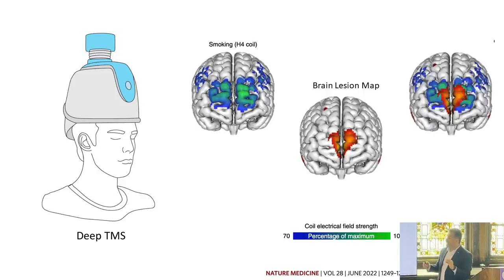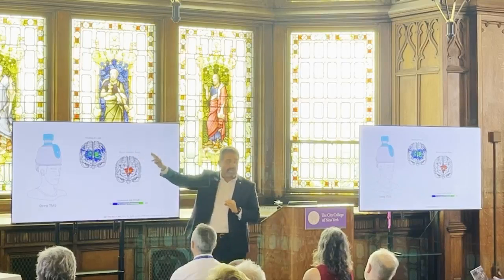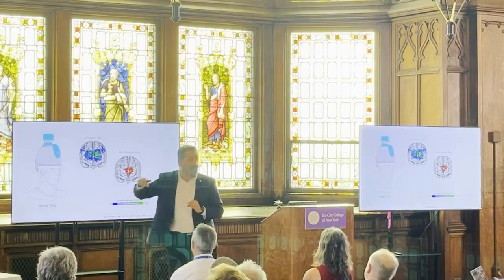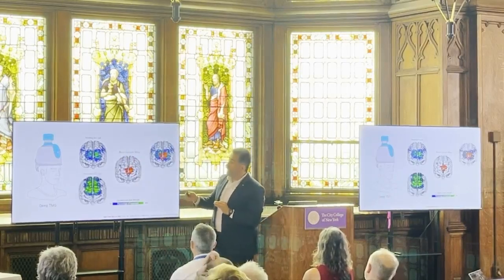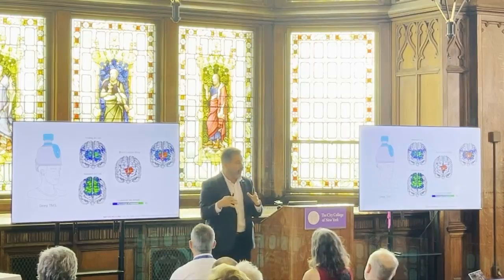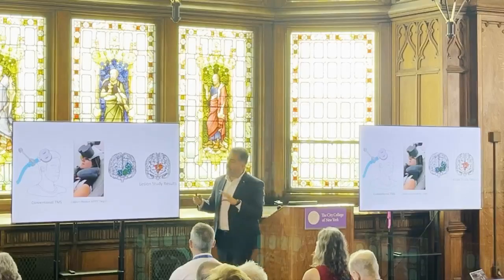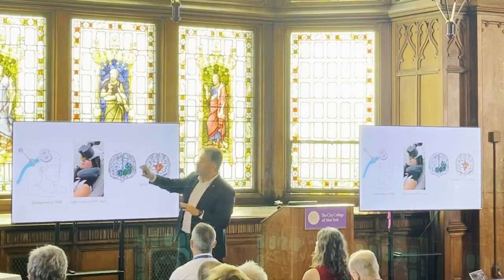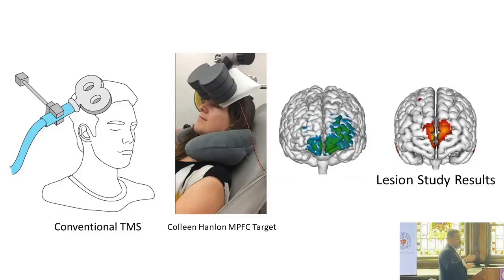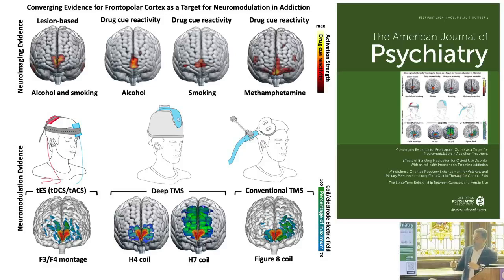Also, there are pieces of evidence that the H4 coil that is being used for smoking and has FDA approval also engages the frontopolar network. And the H7 coil that they are running new studies for alcohol, where they showed some signal, also engages the frontopolar area. So it seems that there is converging evidence on that. And this is an area that Colin Hanlon is targeting in her studies. So we published a paper discussing all those levels of converging evidence of the effect of neuromodulation, especially on frontopolar cortex, and the importance of that area potentially in future studies.